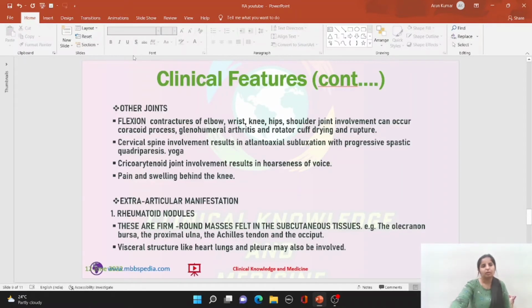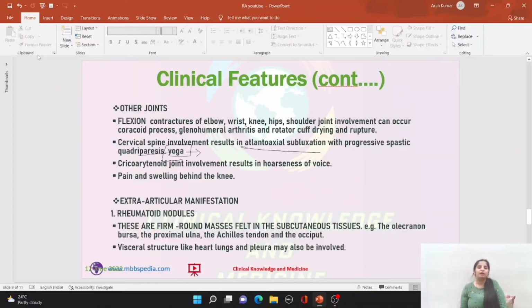Next, there will be flexion contractures of elbow, wrist, knee, hips, shoulder. Joint involvement can occur, and there is also involvement of cervical spine which results into atlanto-axial subluxation with progressive spastic quadriparesis. So as you can see, there is yoga mentioned.